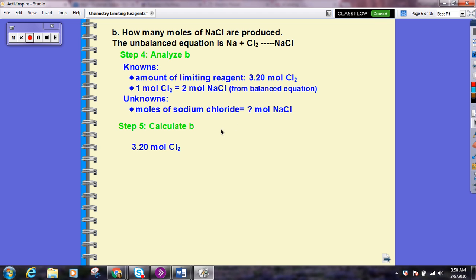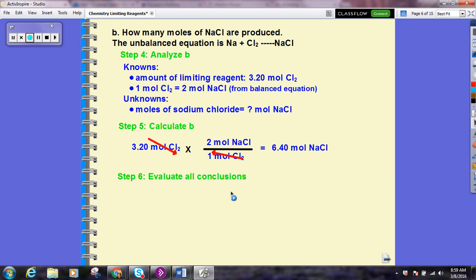So 3.2 moles of chlorine is where we start, because that's the starting number we have. We're going to multiply that by our ratio, which is 2 moles sodium chloride divided by the 1 mole of chlorine. We're going to cross out the moles of chlorine on each side, and we're going to end up with a simple equation of 3.2 times 2 moles of sodium chloride, so we end up with 6.4 moles sodium chloride. Fantastic! We know how much we can get.